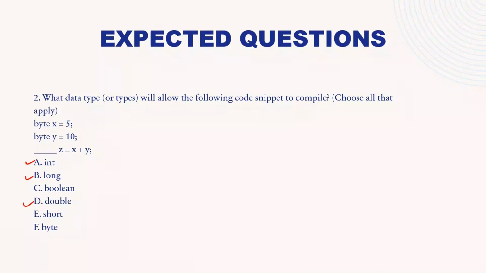So option C will not work because boolean is not a numeric data type. Options E and F will not work without an explicit cast to a smaller data type, because obviously short and byte will not work, and C is a boolean, so it cannot be considered at all. So these three options can only be the answers. Cool stuff. Let us move forward.